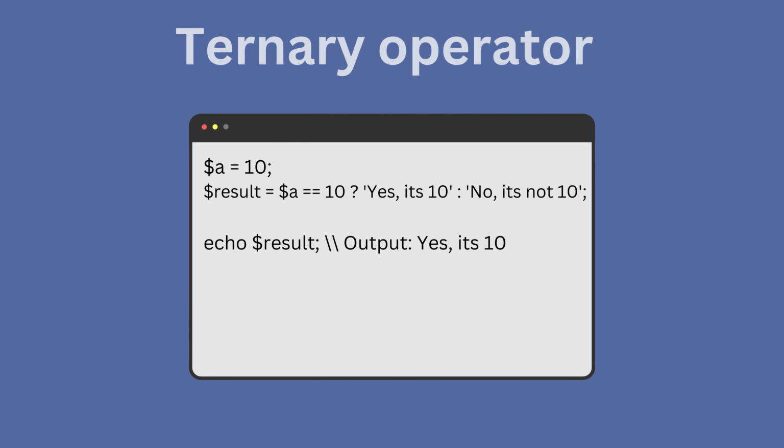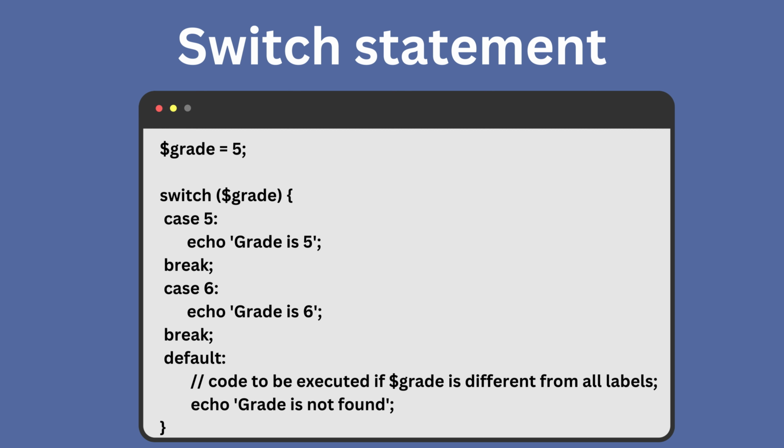Now, let's talk about the switch statement. It's another way to execute a certain block of code based on a specific value. But unlike the if statement, it's easier to read and write, especially when you have a lot of cases to check. Let's take a look at a simple example. We have a variable, grade, and we want to check what grade a student has received. Depending on the value of the grade variable, we will display a different message. Let's see how we can do this with a switch statement.